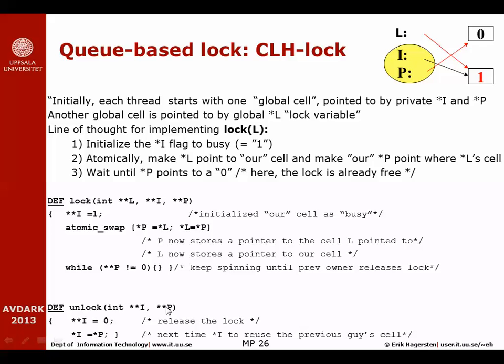And the way you unlock it, to release the lock, is you write a 0 to whatever I is pointing to. So whatever I is pointing to, you write a 0. And then you make sure that I and P are pointing to the same thing again, just to get into the same initial state as you had before you started to use the lock, just to enable you to use the lock again.